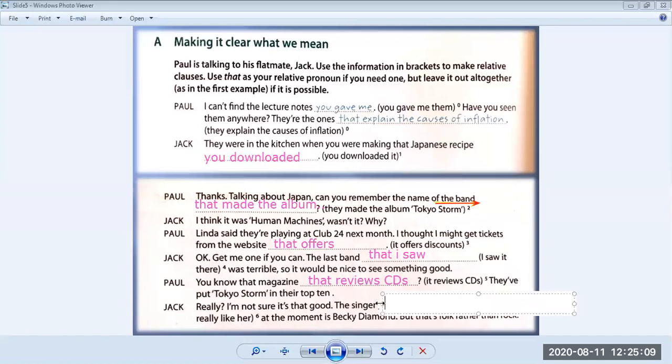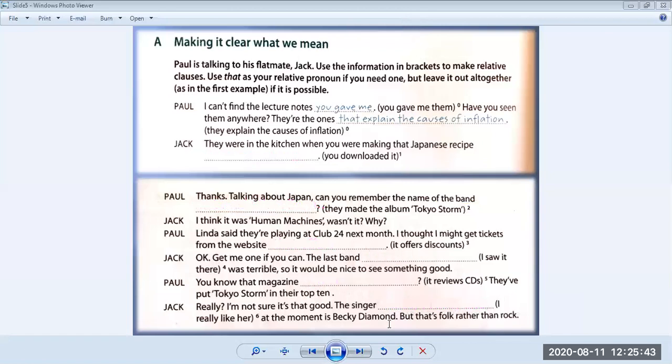Singer, we can say who, but with the instruction they said use that. The singer that I really like. Or you can leave out that. Is Becky Diamond. Okay.